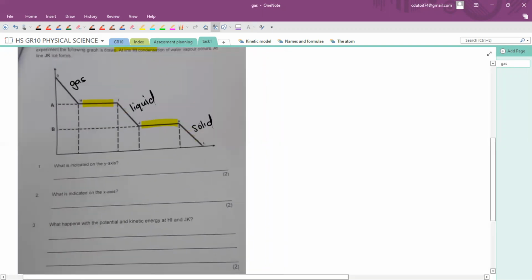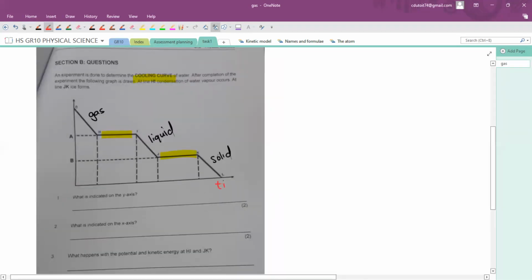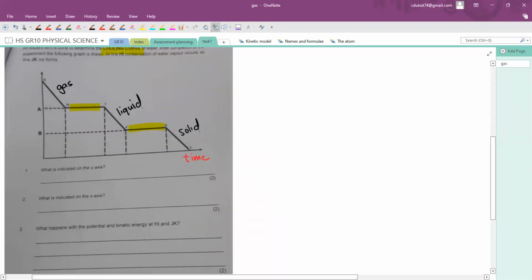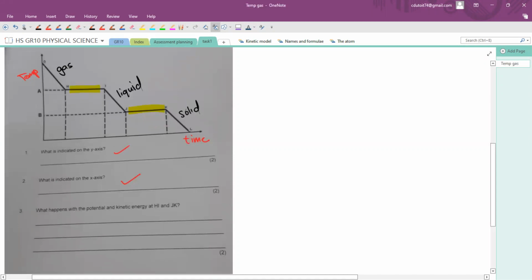What is indicated by the y-axis? Anyone? Obviously, the x-axis is time. Temperature. So your y-axis would be your temperature. What is indicated by the x-axis? Time. Good.